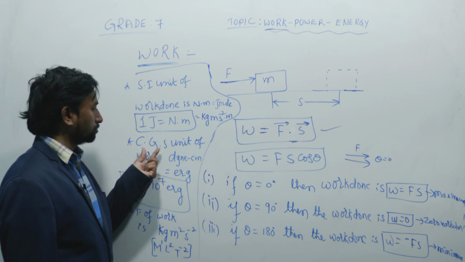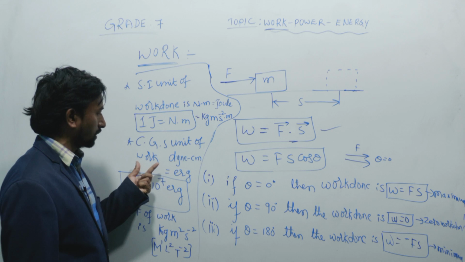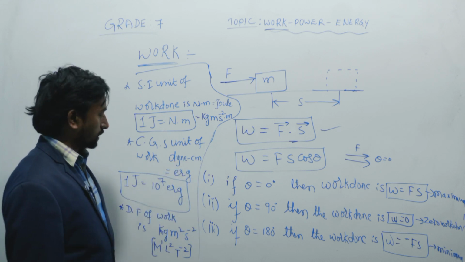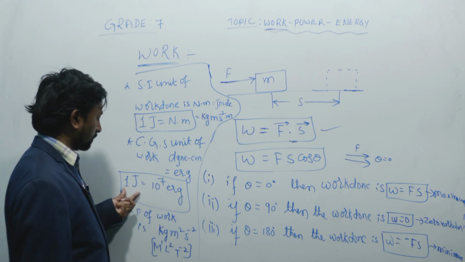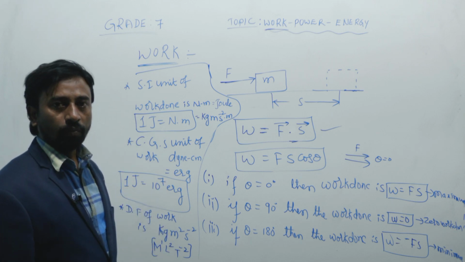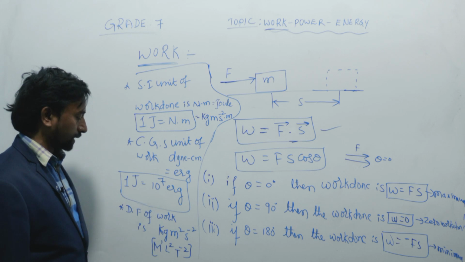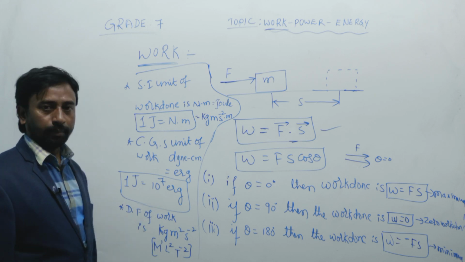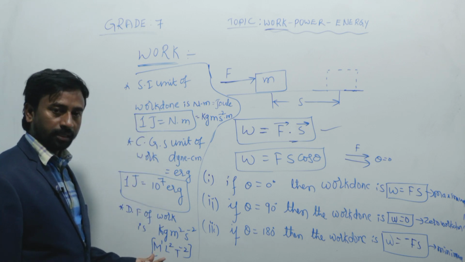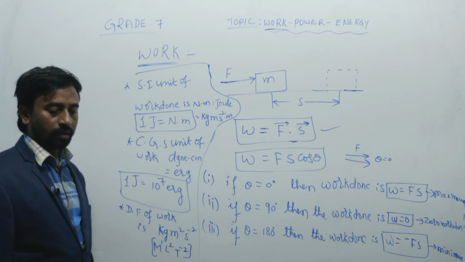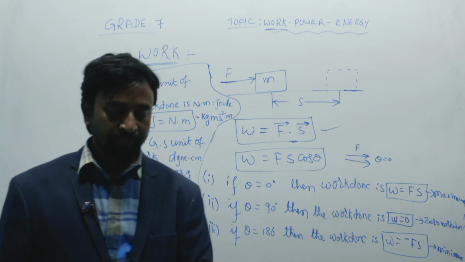And now the CGS unit of work. The CGS unit of work is dyne centimeter, which is equal to erg. The relation between the SI unit of work and the CGS unit of work is 1 joule equals 10 to the power of 7 erg. And later we can write the dimensional formula. From the SI unit we can write the dimensional formula, that is M power 1 L power 2 T power minus 2. So this is about the work.